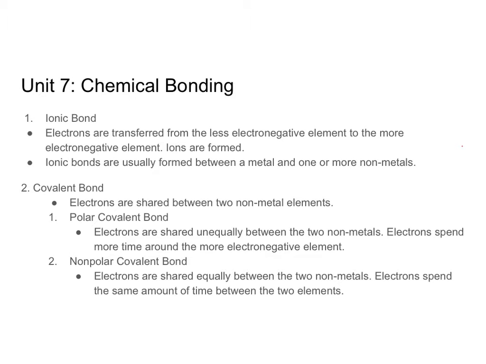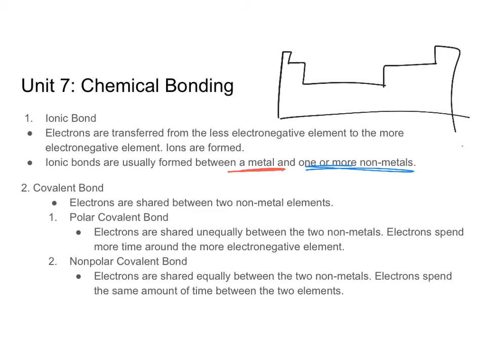Ionic bonds, which is what the majority of today's lesson will be about, are where electrons are transferred from one element to another element, usually the less electronegative element to the more electronegative element, and we end up with ions being formed. Ionic bonds usually occur between a metal and one or more nonmetals, and that's really important to keep track of. So remember, on your periodic table, where that stair-step line is, everything over here is a metal, and everything over here is a nonmetal, and you got that weird guy right there who's also a metal.